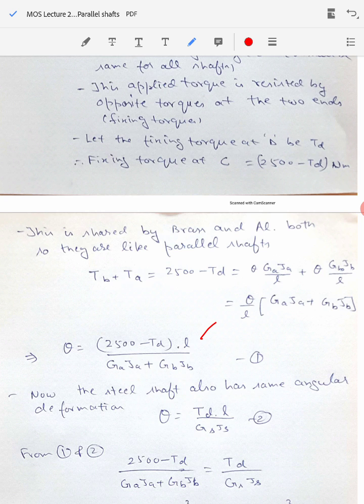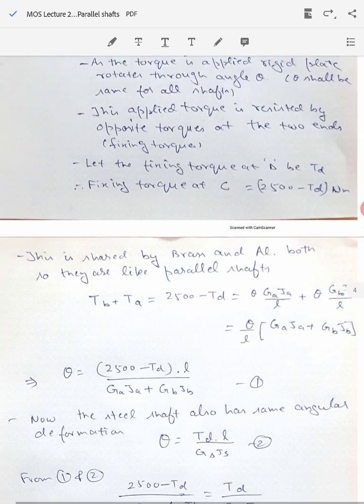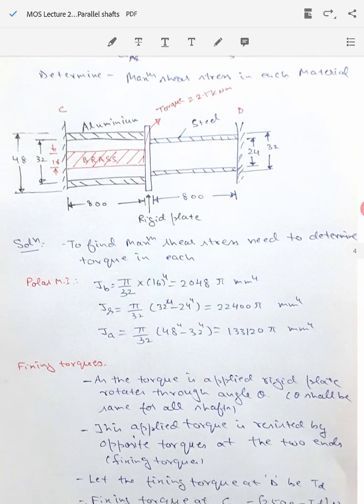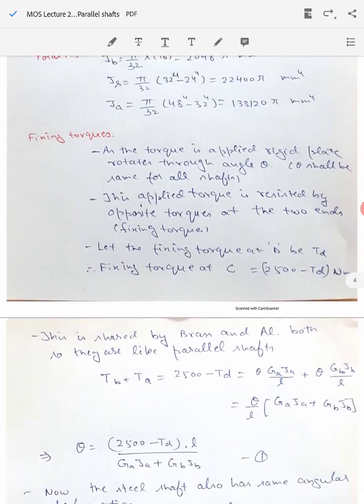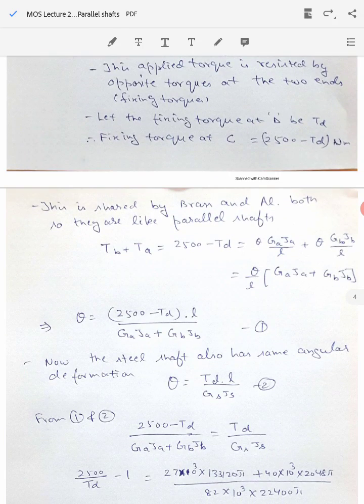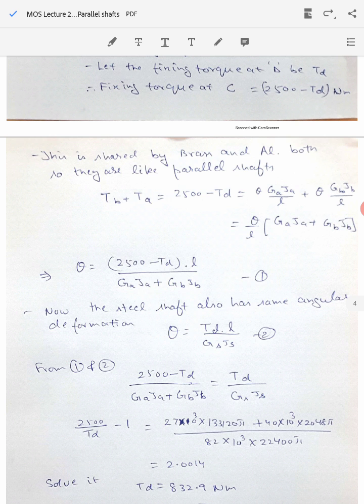Now this angular deformation theta we have calculated from the left hand side of the rigid plate. On the right hand side there is a steel shaft which has the same angular deformation theta, and if we use the relation T by theta is equal to GJ by L for that part, that gives you theta equal to TD. TD is the amount of torque in the steel shaft, the fixing torque at D, which is completely taken by the steel. So theta will be equal to TD times L divided by GS JS.